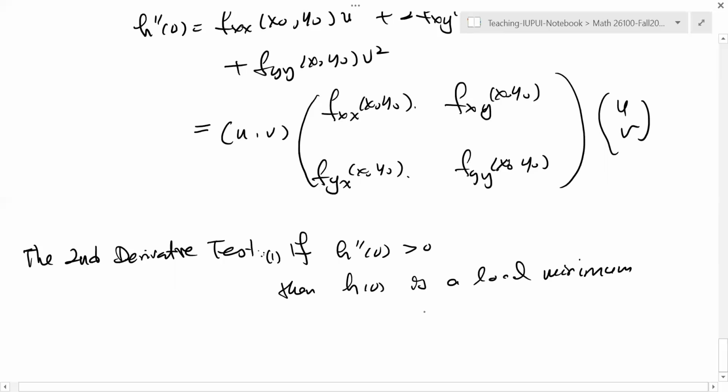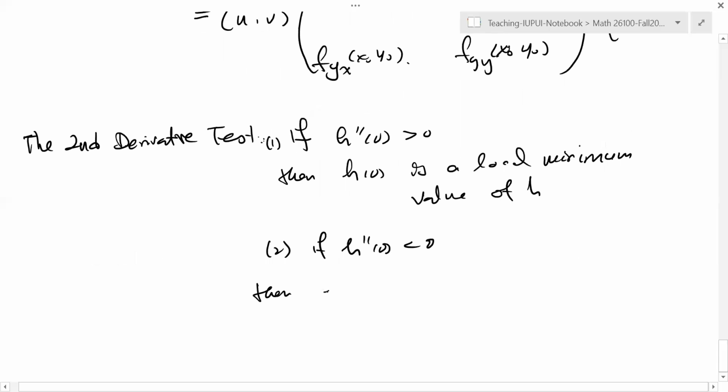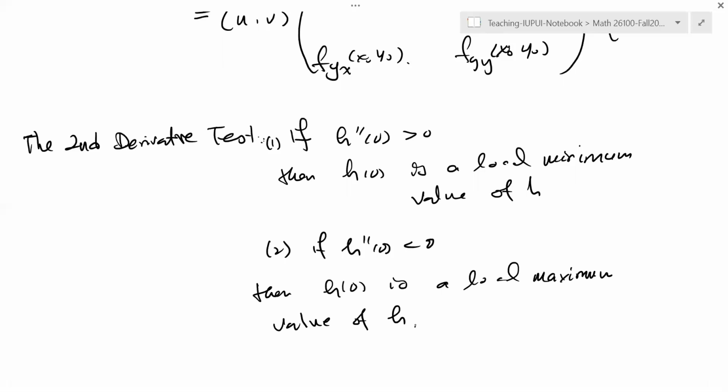Minimal value of the h, not the f. Okay? If h double prime is negative, then this is a local maximum value. That's what we learned from calculus course, the first calculus course. All right, so this is the second derivative. Now, how do we apply this result to the above problem?